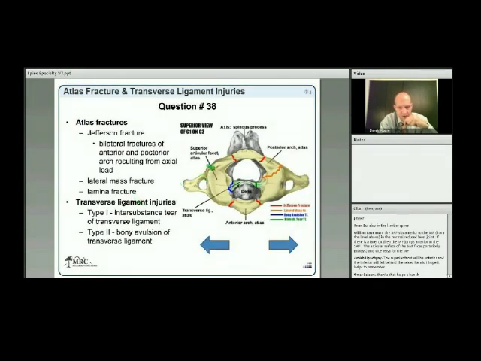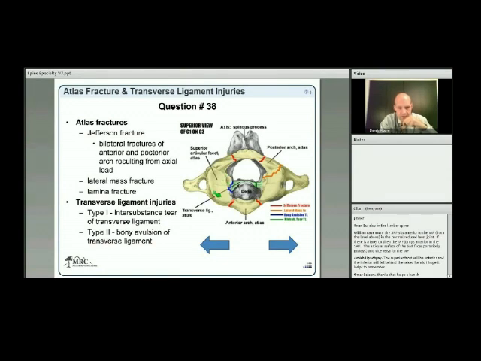This is another image looking at your C1 ring from above. Here you're looking at the dens, which is C2. And again, you see that the transverse ligament connects the lateral masses of C1. So these different lines show the different fracture patterns that you can have of the atlas. The most classic is the Jefferson fracture, where you have a fracture of the posterior arch and the anterior arch.